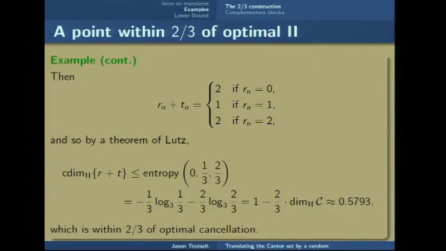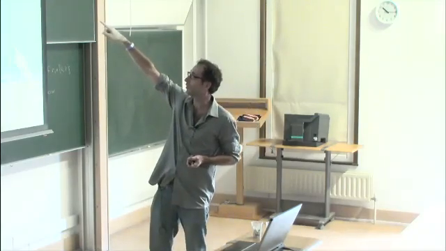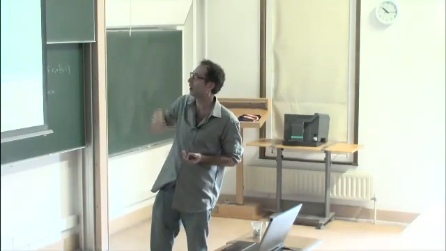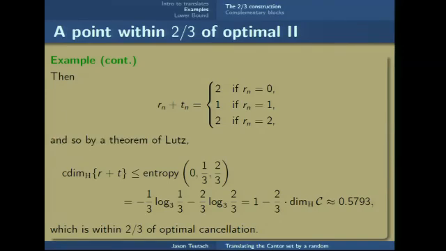So the constructive dimension of, yeah. There's a theorem due to Jack Lutz, which says that the constructive dimension of a sequence which has 1/3 ones and 2/3 twos is bounded above by the entropy of the string with this property, which is given by this formula, which is 1 minus 2/3 of the dimension of the Cantor set. So this is how you can get a point within 2/3.